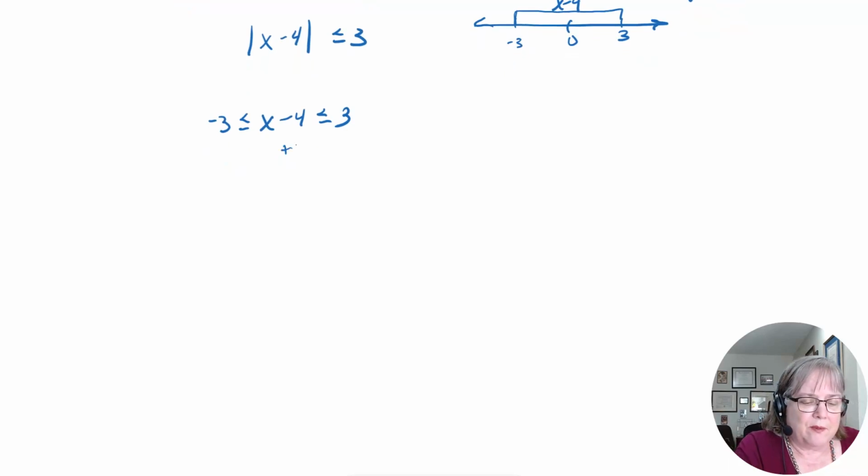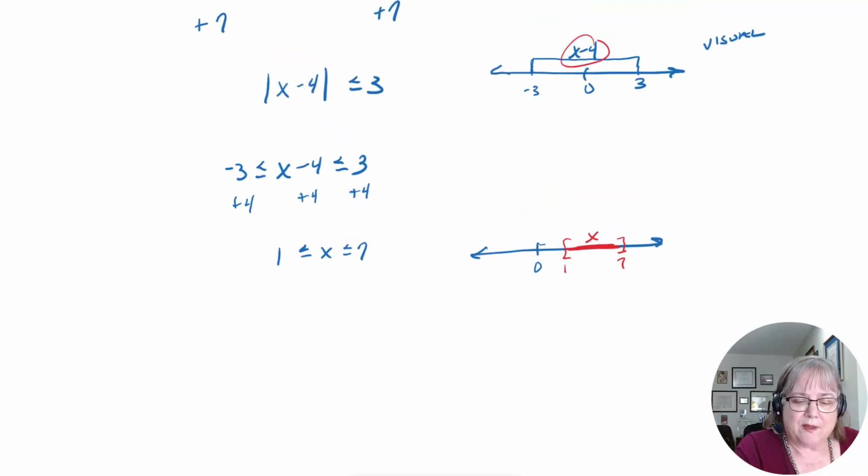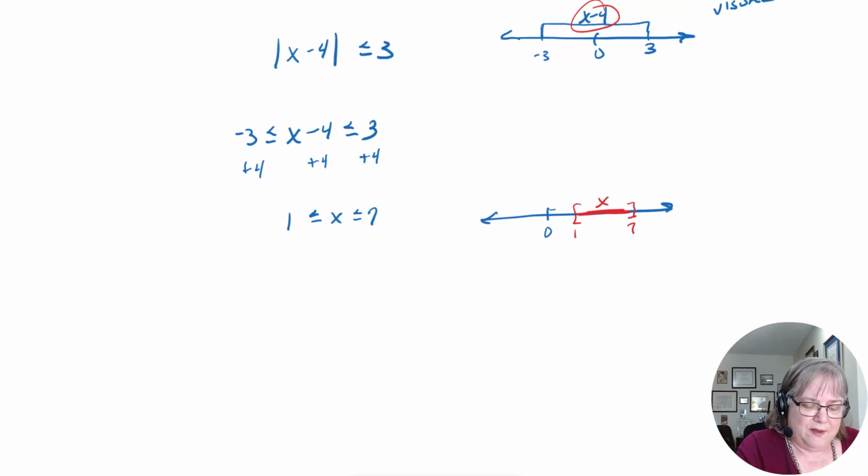So I add 4 to both sides, or all 3 sides. So 1 is less than or equal to x is less than or equal to 7. So while x minus 4 is between the two 3's, x is in between 1 and 7. This is where x is. This is where x minus 4 is. And so my interval notation is 1 to 7.